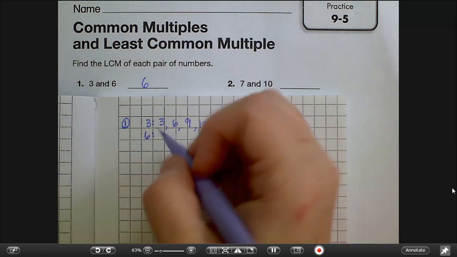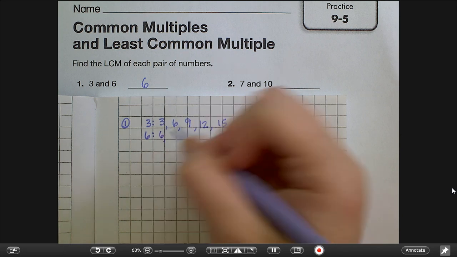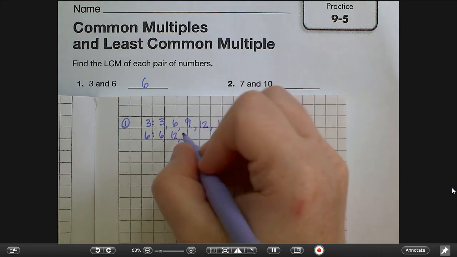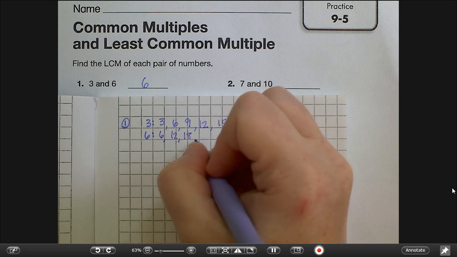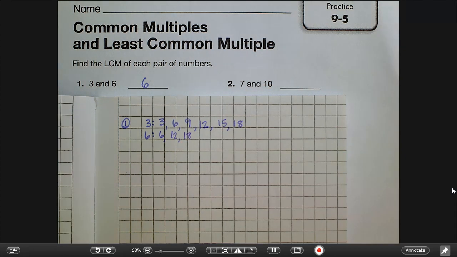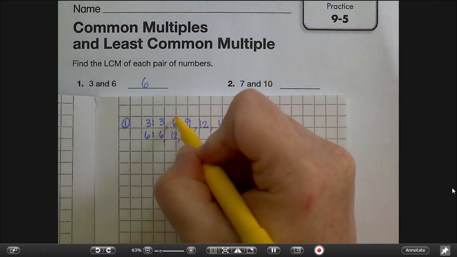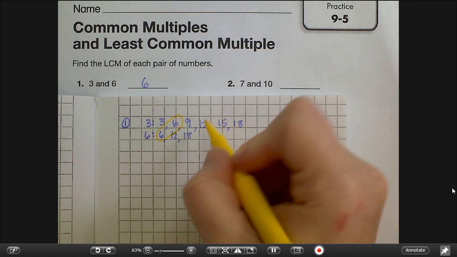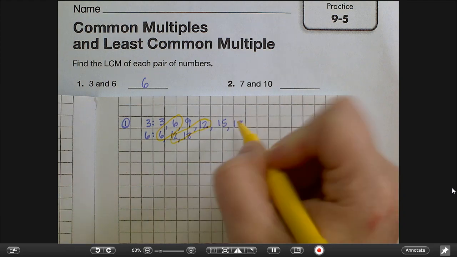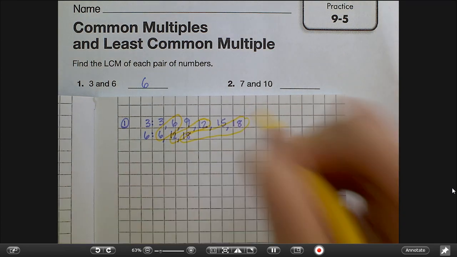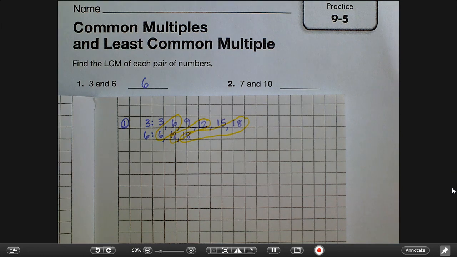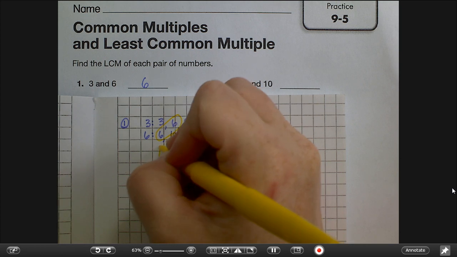And then 6, let's write out some multiples. 6 times 1 is 6, 6 times 2 is 12, 6 times 3 is 18, and I'm going to go ahead and stop there because I already see several common multiples. So common multiples are the multiples that they have the same. Okay, so here I see 6 is one of them, 12 is one of them, and 18 is another one. However, the least common multiple, the one that has the least value, is 6.